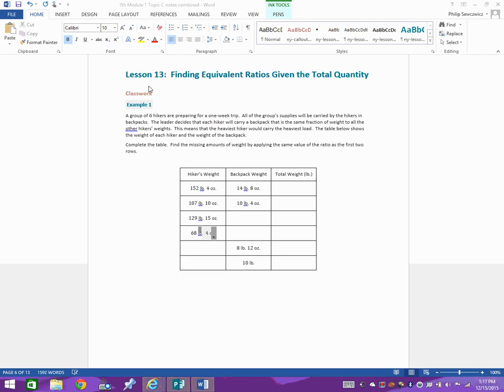All right, let's get started. Lesson number 13. So we're going to find equivalent ratios given the total quantities.